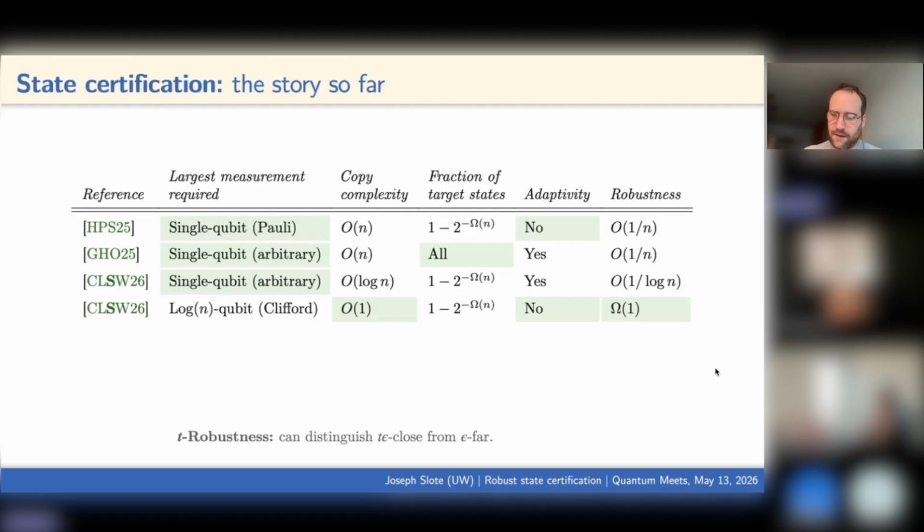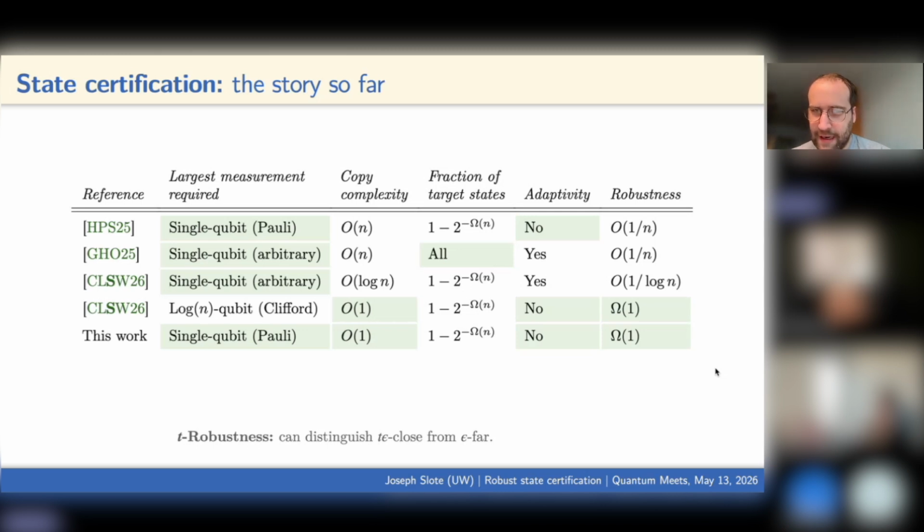So the thing I would like to talk about today is the cleaning up of the previous work, where we remove the logs and we get all the columns green that we can. So this doesn't work for all states, but it is non-adaptive, and everything else is constant, and you have very simple Pauli measurements. A very enticing open question is, can we get all these things green, but allow adaptivity and get it for all states? I think that's a reasonable next question.